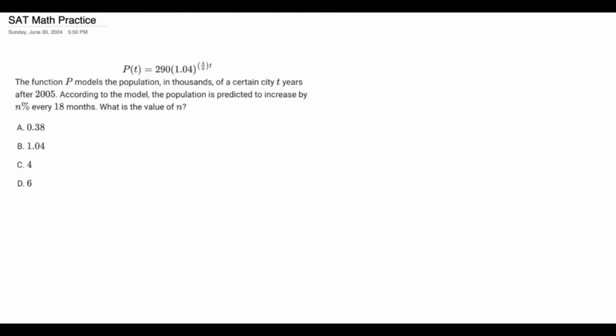Function P models the population, in thousands, of a certain city 2 years after 2005.